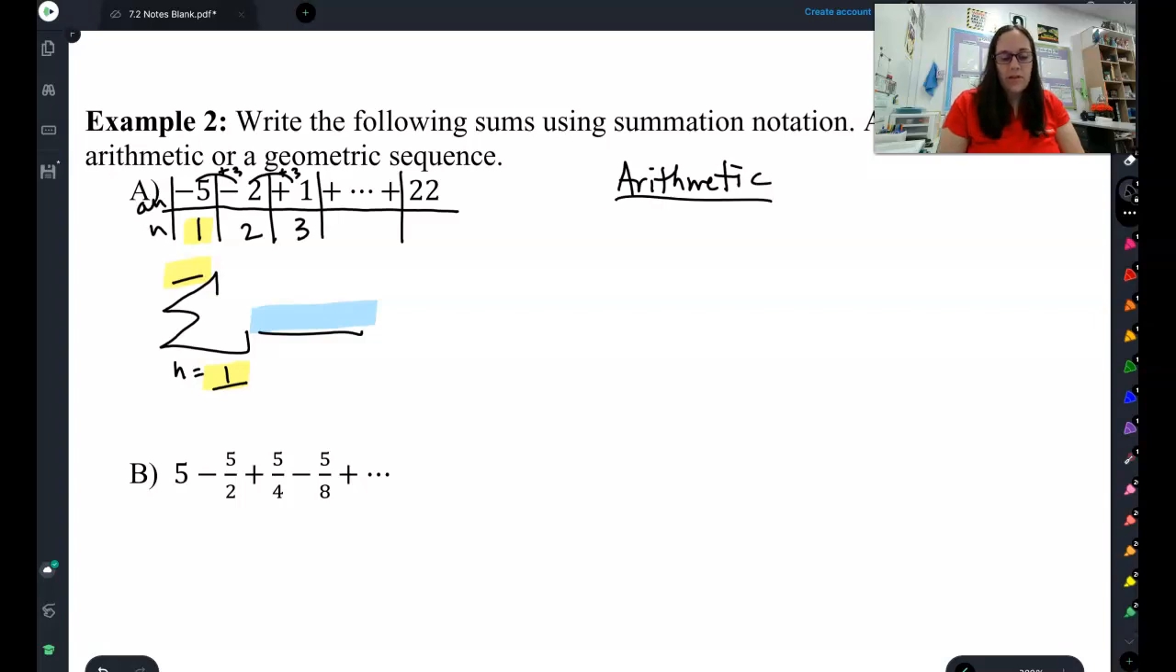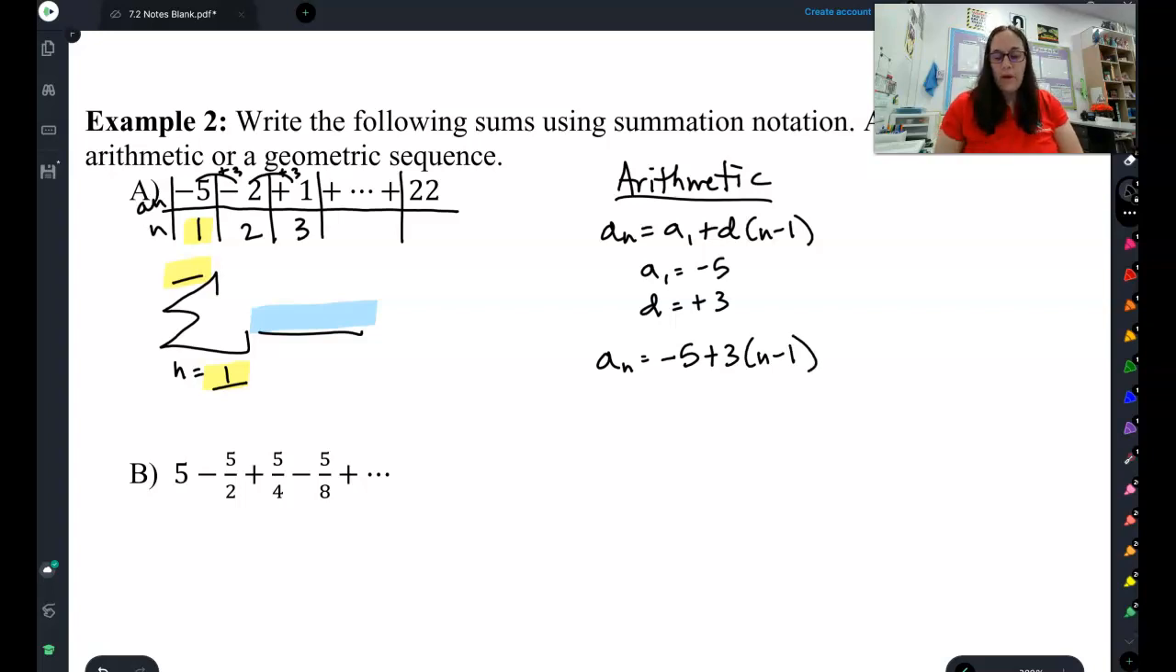So let's remind ourselves from our reference sheet what the arithmetic explicit formula is. And we know my first term is -5, and I am increasing by adding 3 each time, which means my formula is going to be -5 + 3(n - 1). So that is my formula. That's my equation for this sequence.